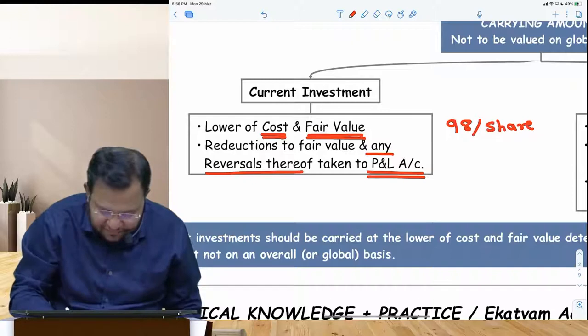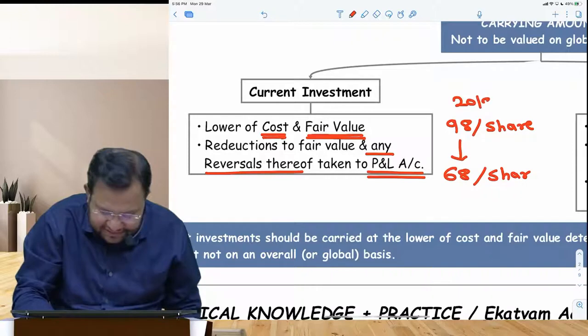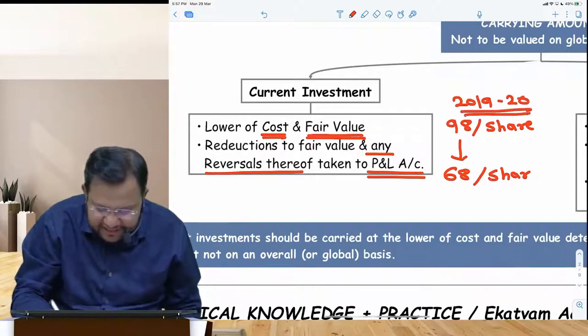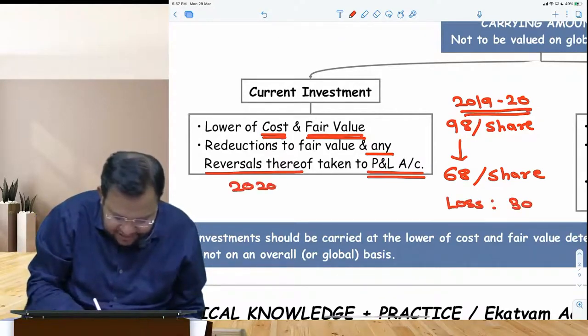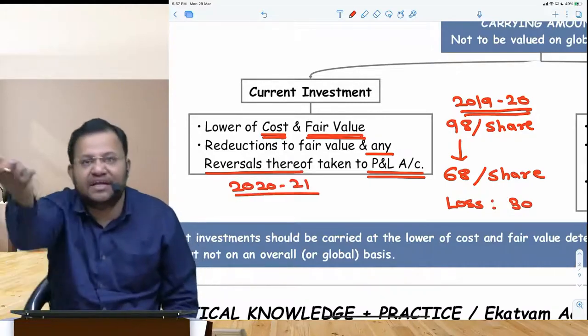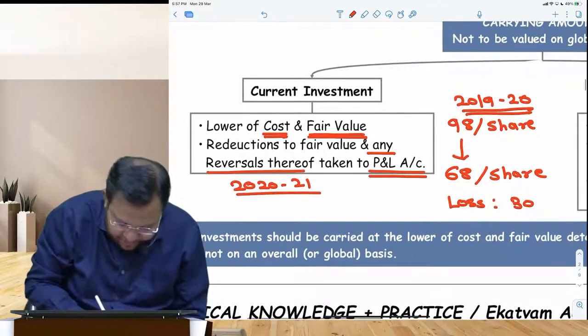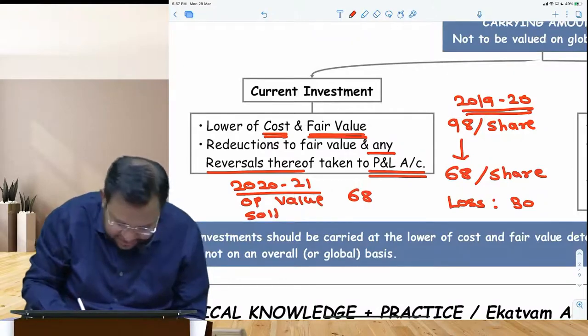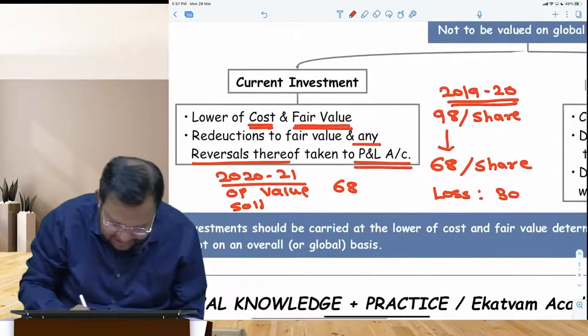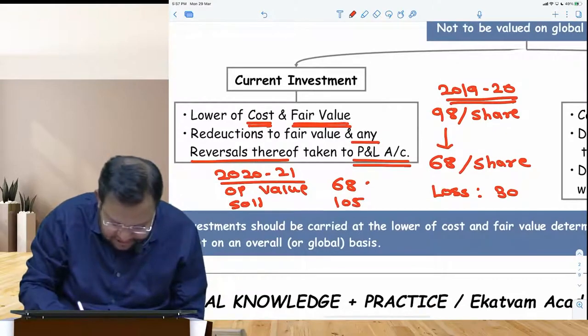Its market value or fair value went down to 68 per share in the year 2019-20 due to COVID-19 impact. So this loss of 30 rupees will be debited to P&L. But 20-21 is the year where the liquidity came in the market and the opening value will be 68. Let's say you sold it, or the closing value came out to, let us say, 105. So this difference will be recorded in the P&L, assuming that you have sold it.